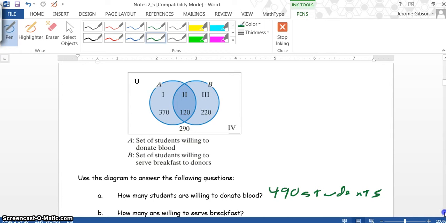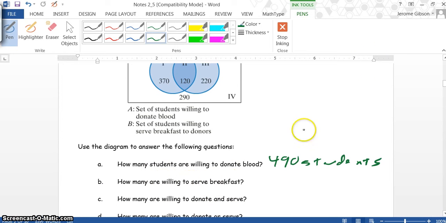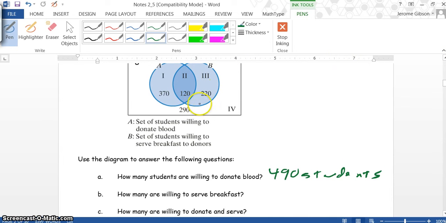Now, let's take a look here at B. How many are willing to serve breakfast? Now B, these are the ones willing to serve breakfast, which would be regions 2 and 3, which would be 340. And this is 340 students. Now it says C, how many are willing to donate and serve? This is the overlap, donate blood and serve breakfast. It's 120 students.